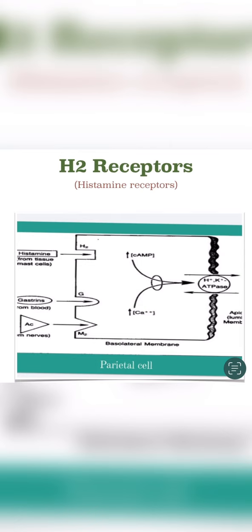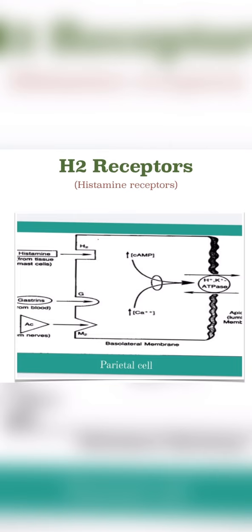So the H2 receptor is present over the parietal cells, and when histamine binds to the H2 receptor, there will be a rise in the cyclic AMP within the parietal cells, which will lead to the activation of the H+/K+ ATPase, which is the proton pump.